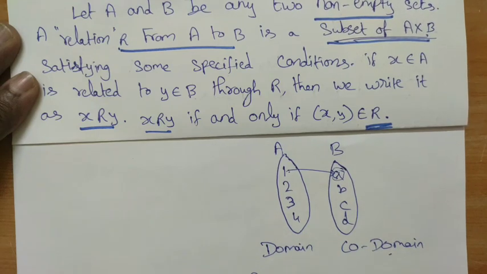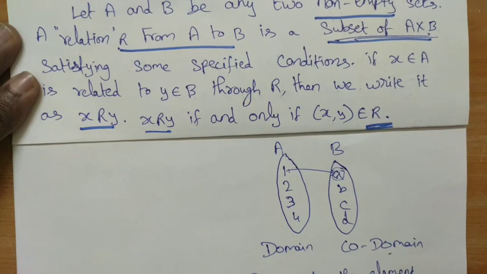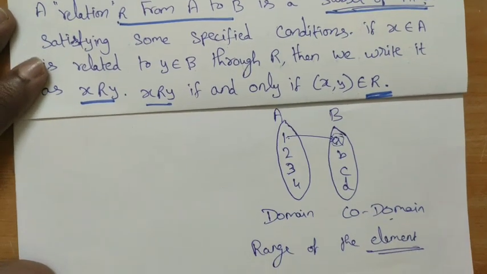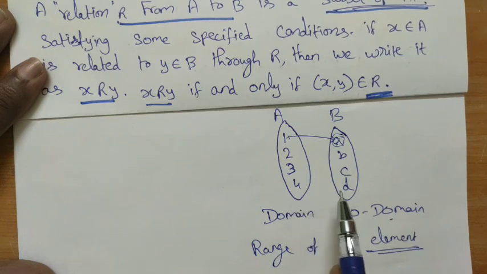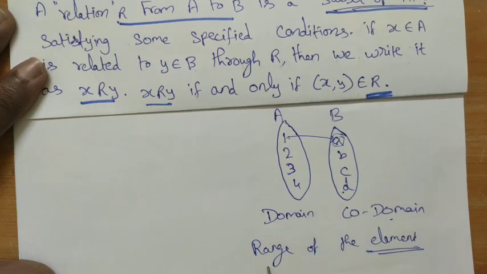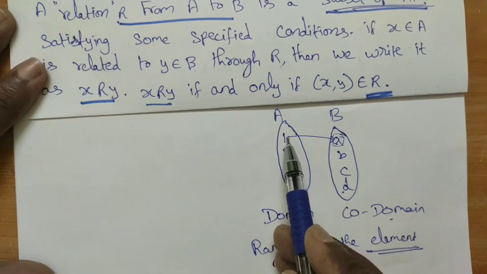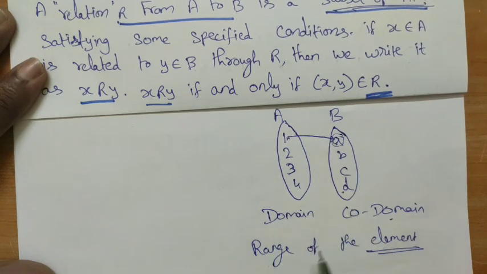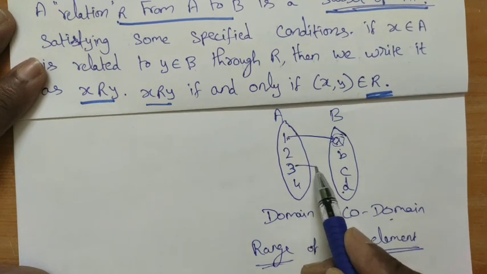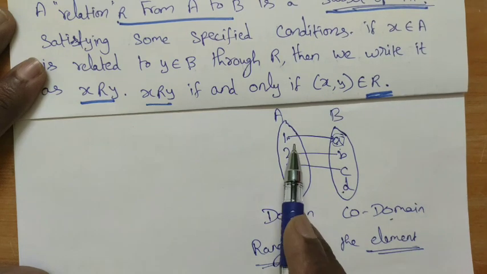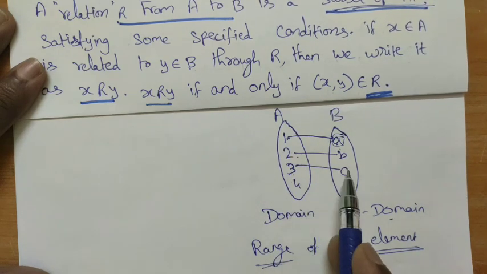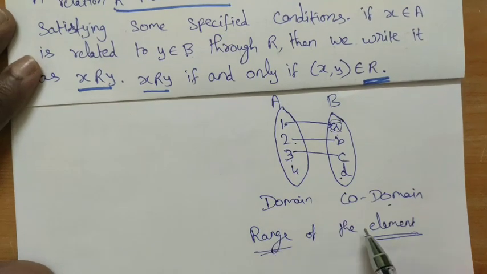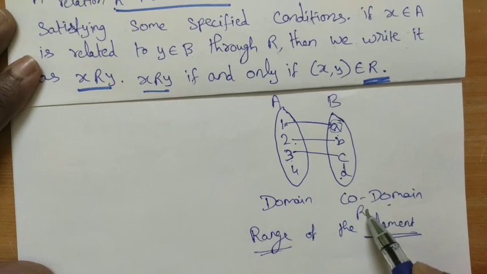Range of the element, or otherwise range of the set or range of the relation, whatever we can say. So the first set is called the domain, the second set is called the co-domain. The range is wherever the element is mapping from the domain, right? That particular element only we can say is a range. Suppose the mapping is like this: 1 to A and 2 to B and 3 is mapping with C, right? Then we want to write the range of the relation.